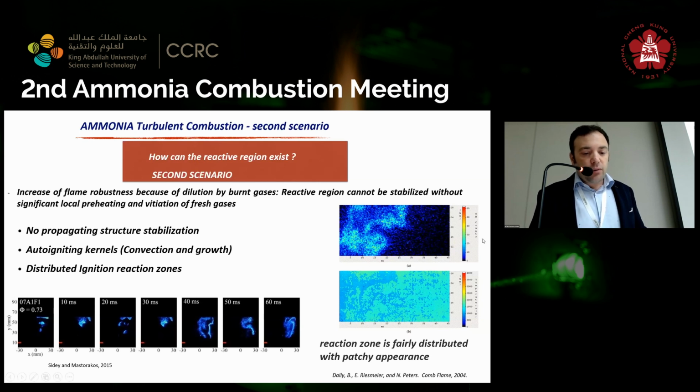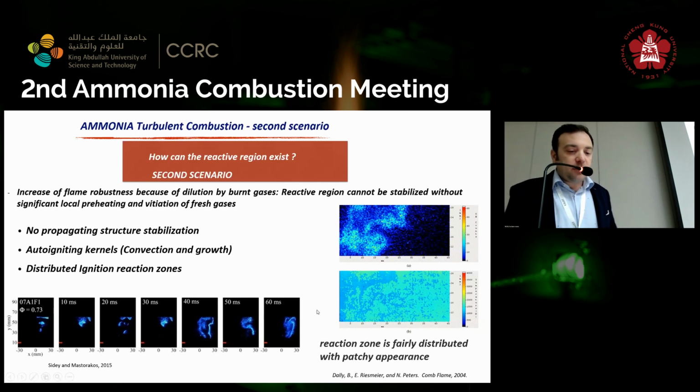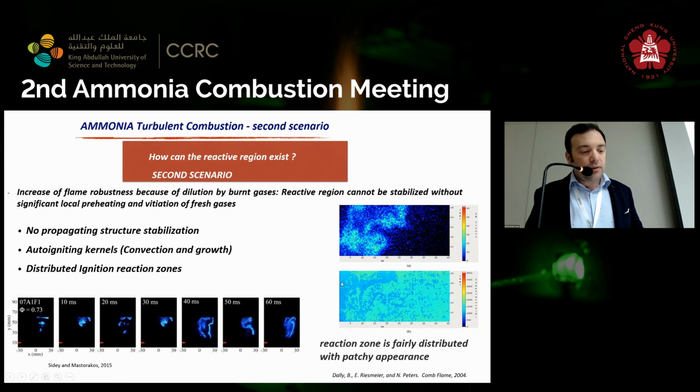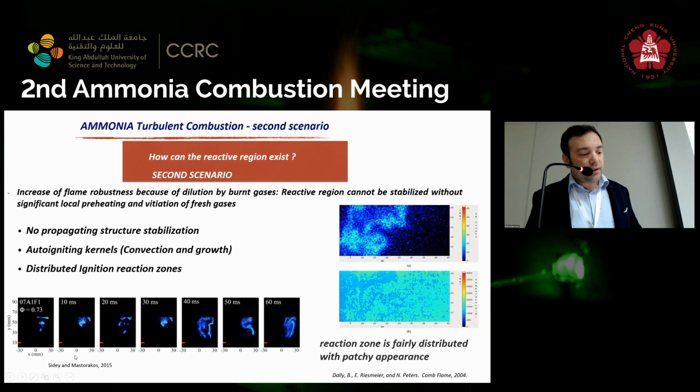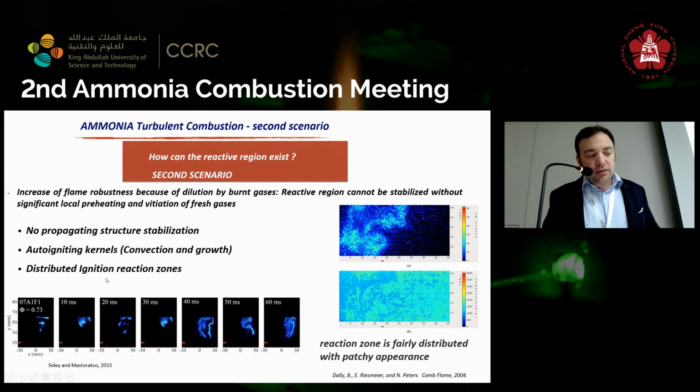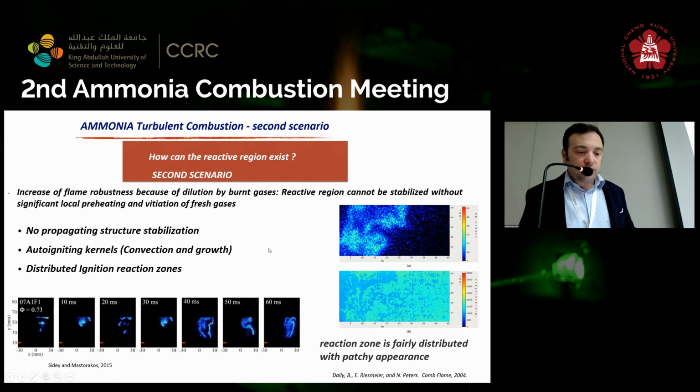There is a pioneering work of Bassam with Norbert Peters, and they showed this reaction zone that was fairly distributed, with patchy appearance of some scalars. In this case, it was OH radicals. Similar results were obtained also in other experiments. And they found that we don't have a propagating structure stabilization, but this autoigniting kernel that grows and convects upstream, with the occurrence of this distributed ignition reaction zone.